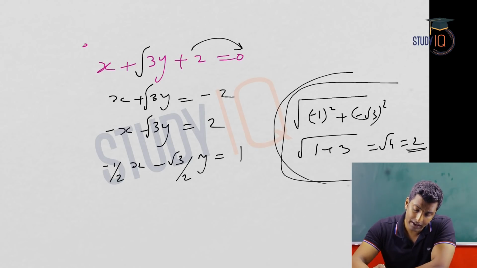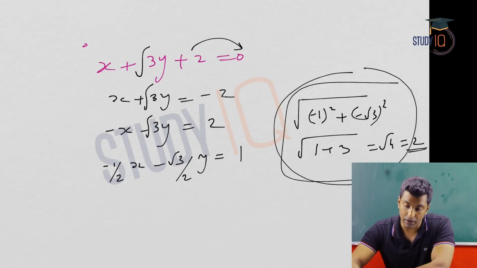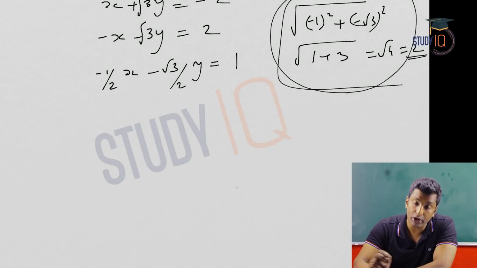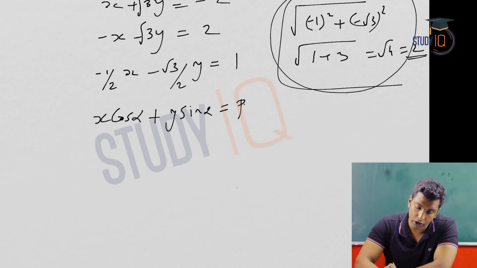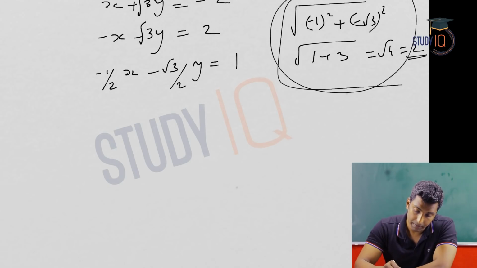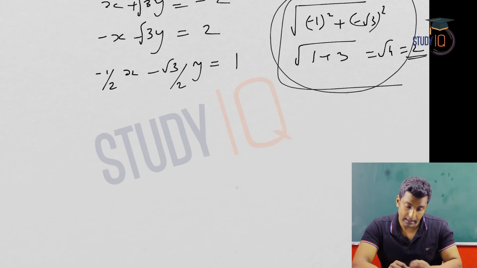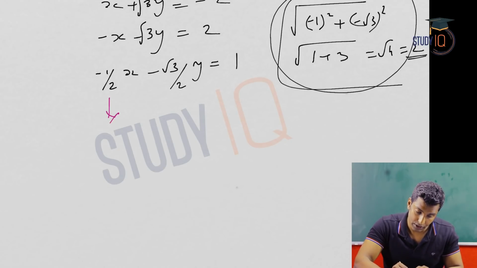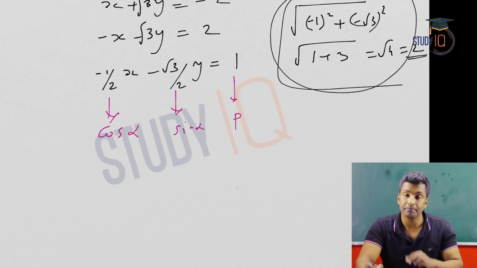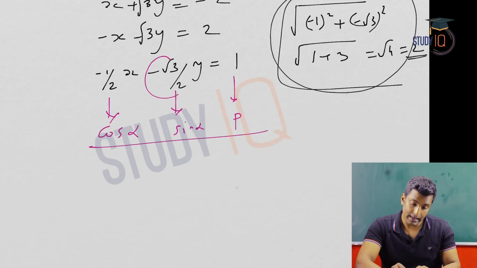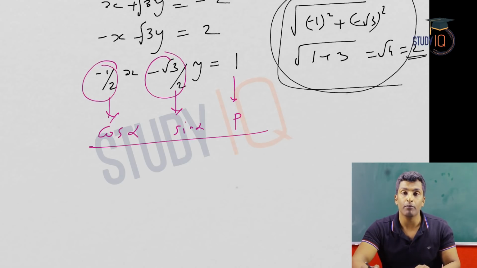Why am I dividing like this? Because I need to make this as 1. So here anyway you got 1, and this is actually your p. So you can write this as x cos alpha plus y sin alpha equal to p. So what is your alpha here? Now you can write, this is your cos alpha, this is your sin alpha, this is your p. From this you can see cos alpha and sin alpha both are negative.